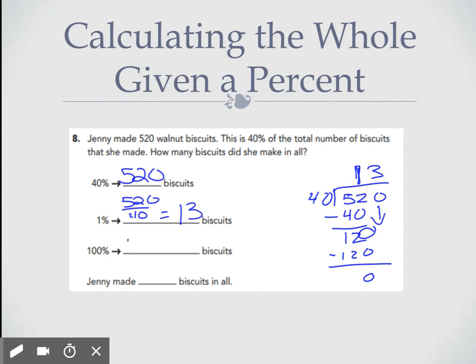So to figure out what 100% is, I'm doing 100 times 13. Remember, when we're multiplying by 100, we're simply adding on 2 zeros. So Jenny made 1,300 biscuits in all.